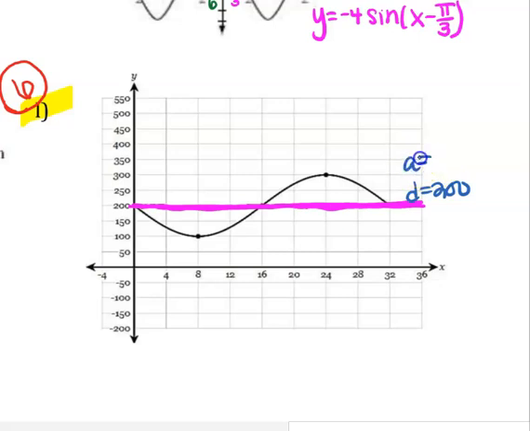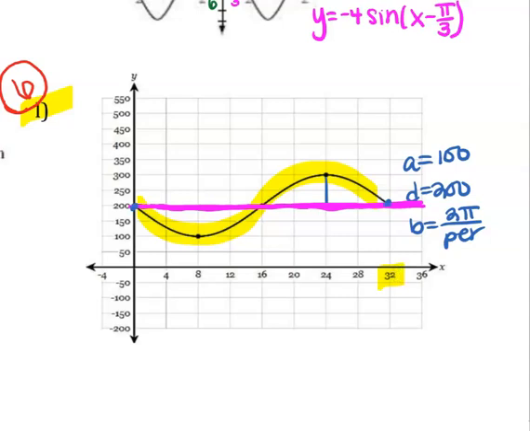Our amplitude, which is the distance from the maximum to the midline, is going to be 100. Okay, so let's get into how do I figure out the frequency. Frequency is always equal to 2 pi divided by the period of the graph. So how long does it take you to see one full cycle? One full cycle looks like that, which is 32 boxes, agreed? So that means when I do my substitutions, my frequency is 2 pi divided by 32, which reduces to pi over 16.